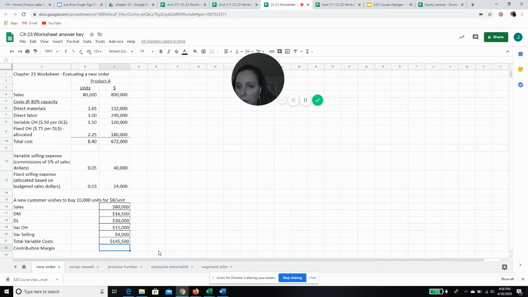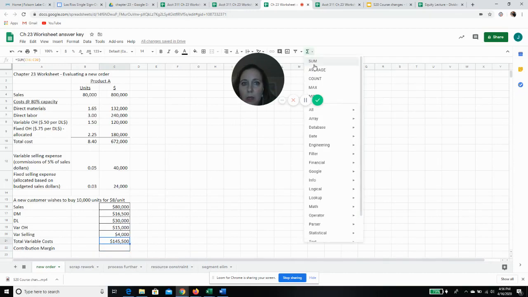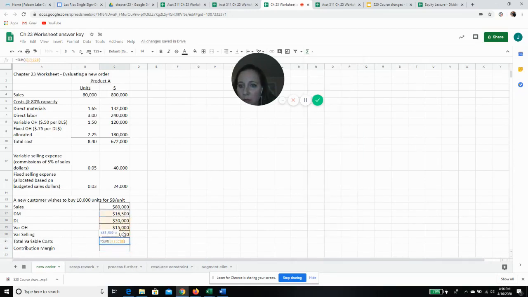Oh, I shouldn't have included the 80,000 in there. So our variable costs, just the cost, not the sales dollars, are going to be 65,500. So our contribution margin is going to be our 80,000 in sales minus our total variable costs. So if we agree to this deal, we are going to add $14,500 to our contribution margin. And because we've already covered our fixed costs, that's going to go straight to profit. So we have the capacity, and we're going to make money.